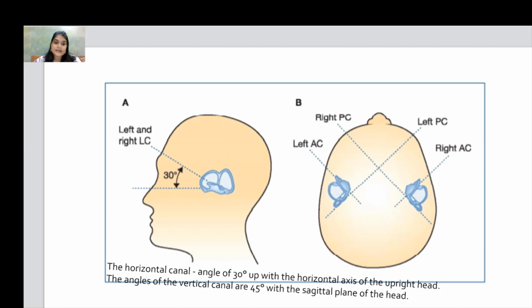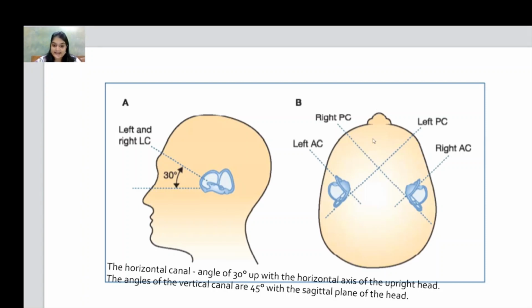Come to this picture. In this you can see the orientation of the canals. This is the horizontal plane of the head. The horizontal semicircular canal is at an angle of 30 degrees up from the horizontal axis of an upright head. And the horizontal canal of the right ear is paired with the horizontal canal of the left ear. This means that in a specific movement of the head, when the right side canal is stimulated, there is an equal inhibition of the left canal, which I'll explain in the later videos.